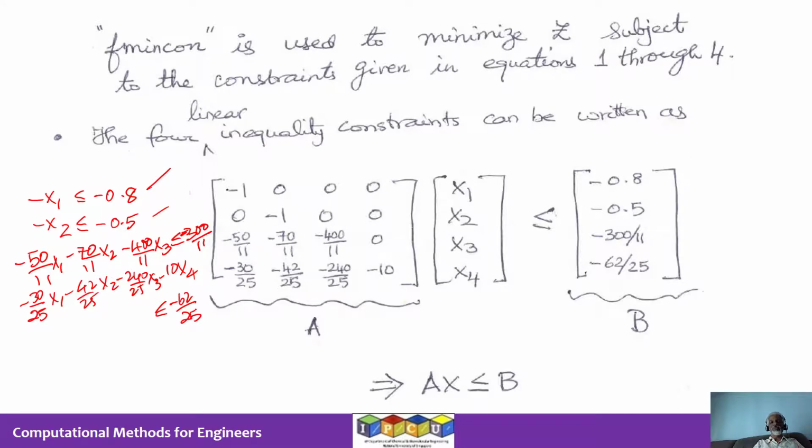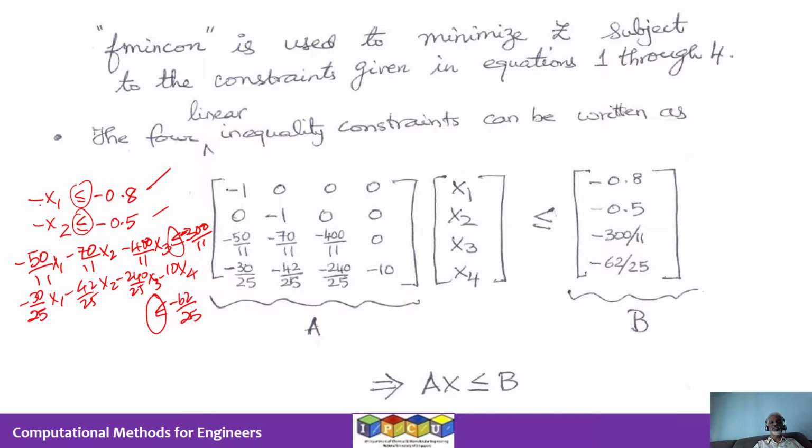So I can now put it in the form of a matrix. All of these are linear inequalities, so to say. We will not call them linear equations because it is not equal to. All these have less than or equal to, right? So these are called linear inequalities. So I can put it in the form of this matrix.